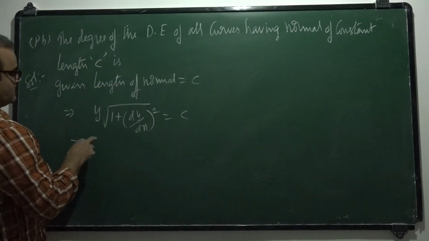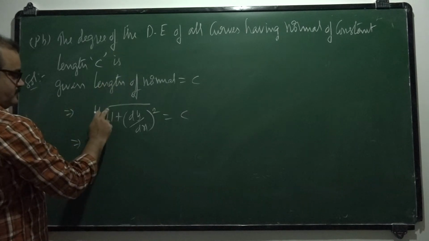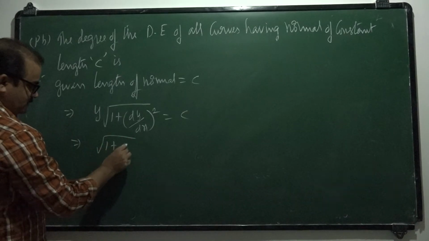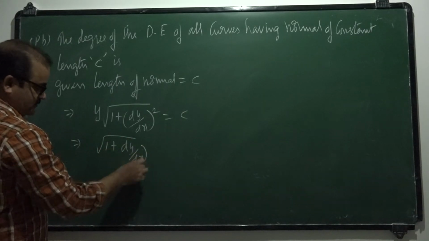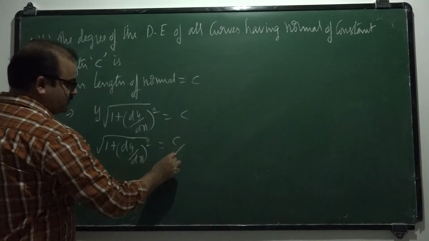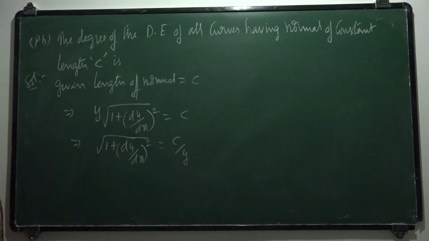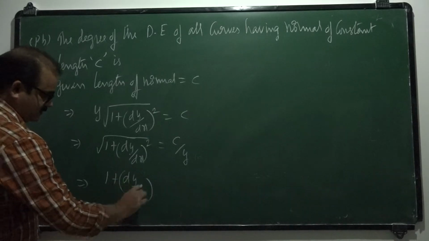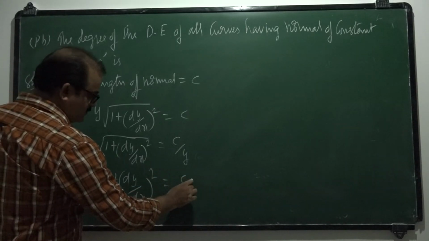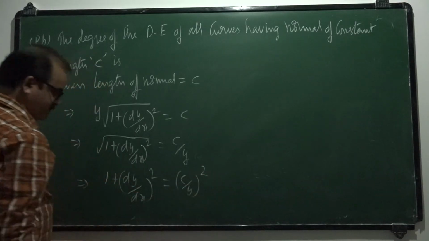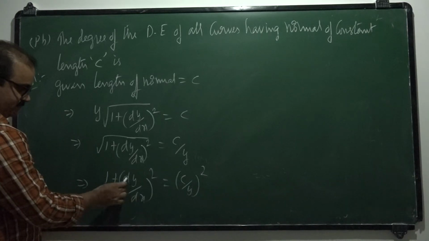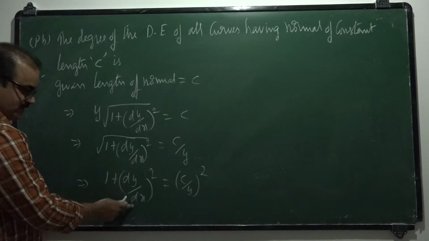Now to find degree, we have to remove the square root. Write it as y into square root of 1 plus dy by dx whole square is equal to C. Now squaring on both sides, 1 plus dy by dx whole square is equal to C by y whole square. It is a differential equation. What is the order? Order 1, because it is the first derivative.